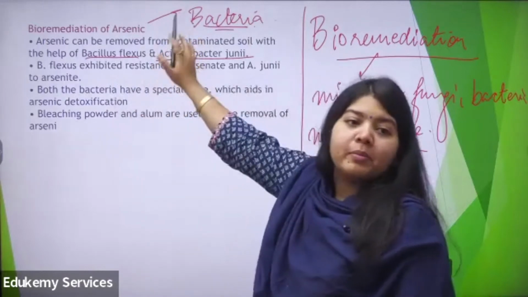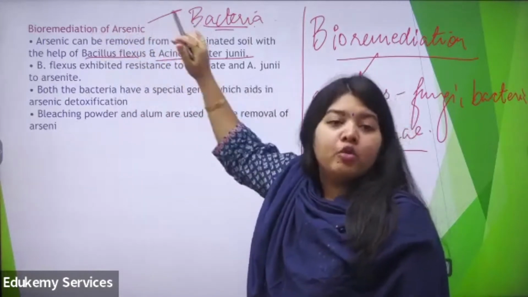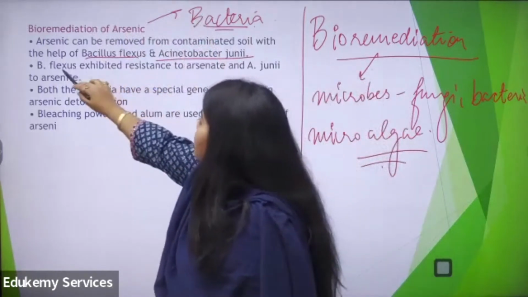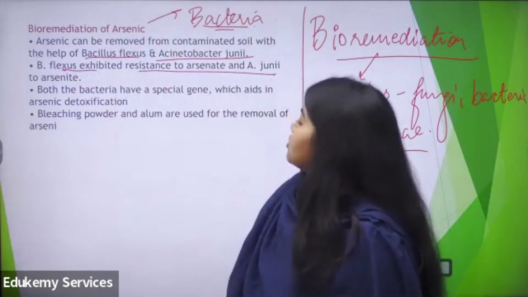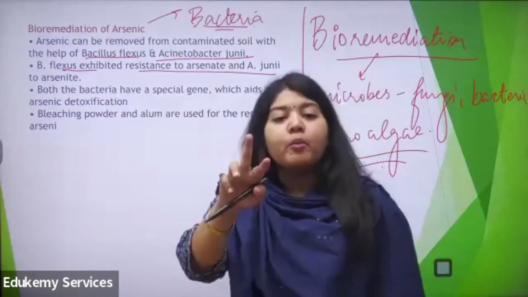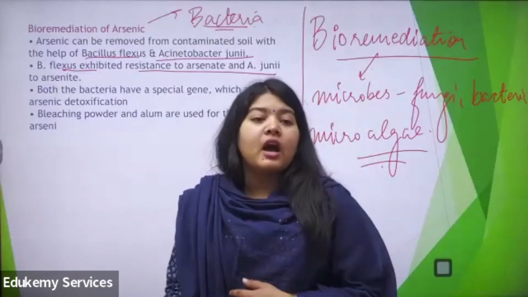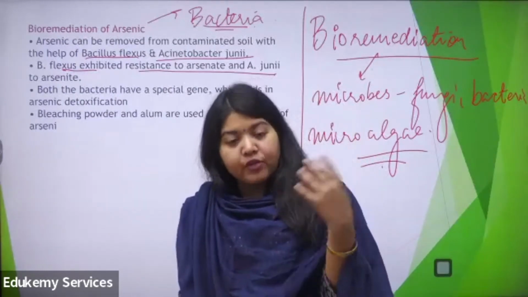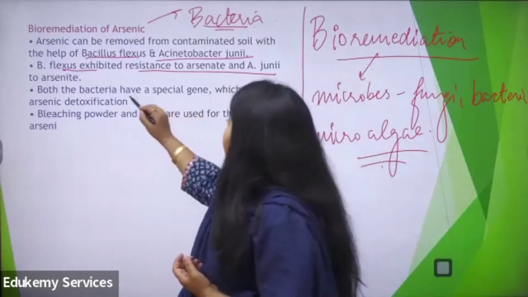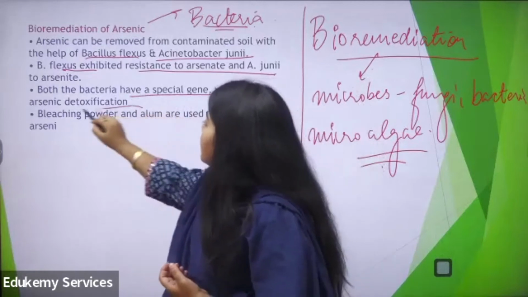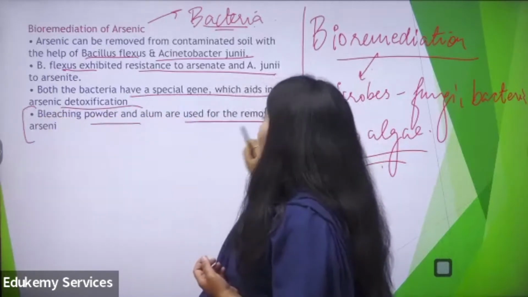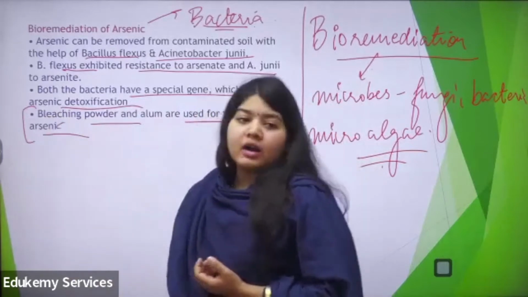I have used bacteria here for the removal of arsenic from soil. Bacillus flexus shows resistance towards arsenate and juni towards arsenide. These are the two components in which arsenic occurs in different soil, water, etc., which causes pollution. Both the bacteria have a special gene which aids in detoxification. Along with that, bleaching powder and alum are also used for removal of arsenic.